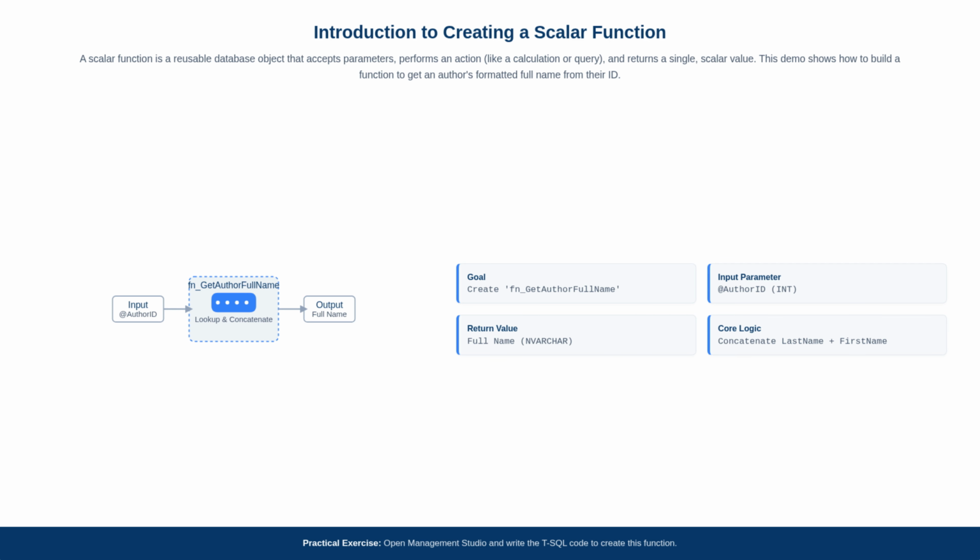For our demo, we'll create a function called fn_getAuthorFullName. It will take an author ID as input and return the author's full name, concatenated as last name, comma, first name. Let's switch over to Management Studio and write this code.